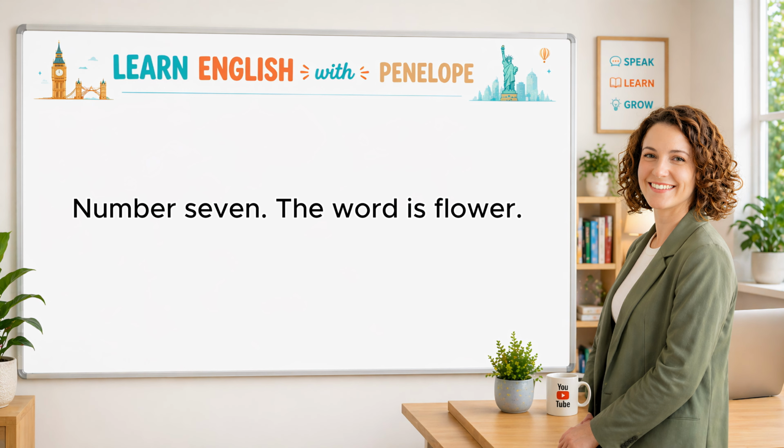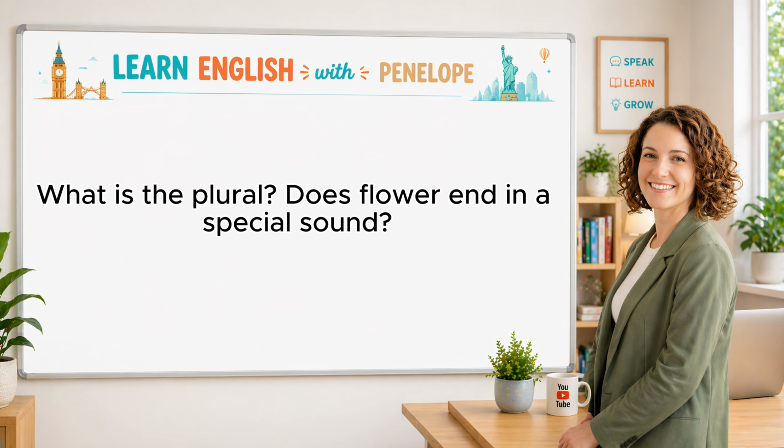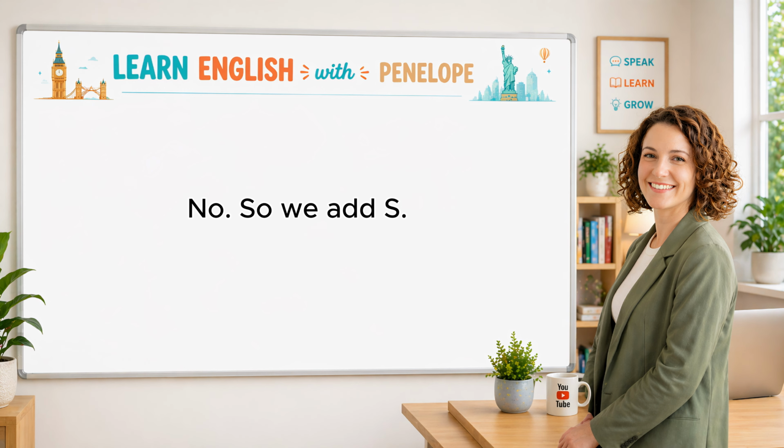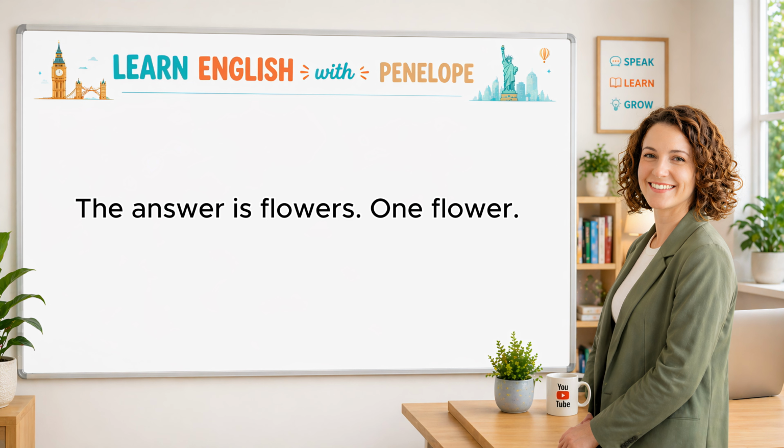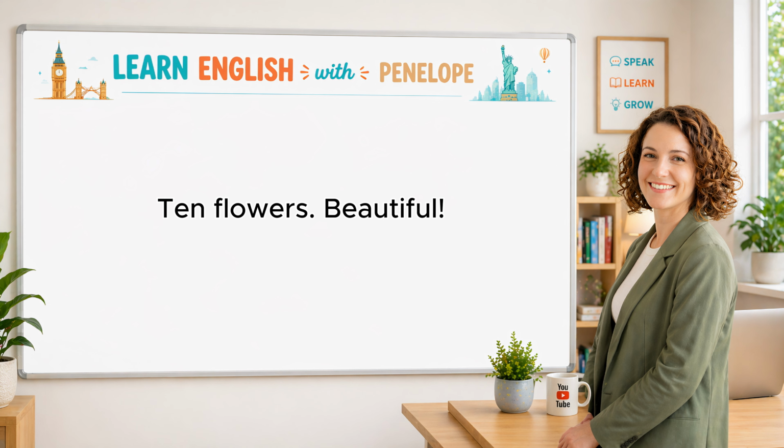Number 7, the word is flower. What is the plural? Does flower end in a special sound? No. So we add s. The answer is flowers. 1 flower, 10 flowers.